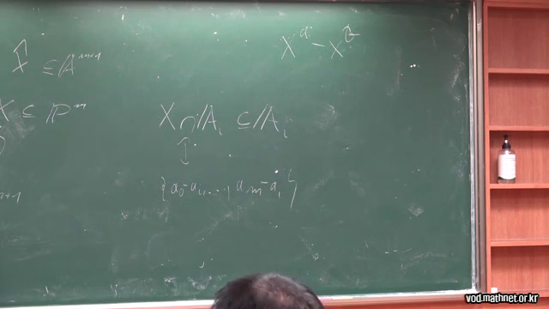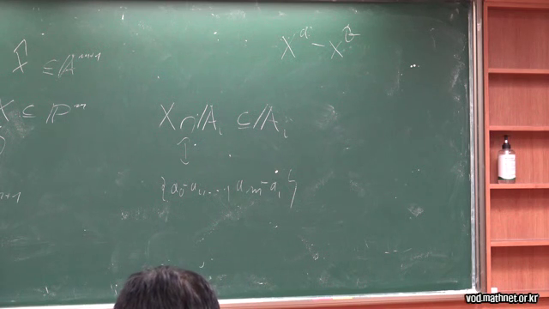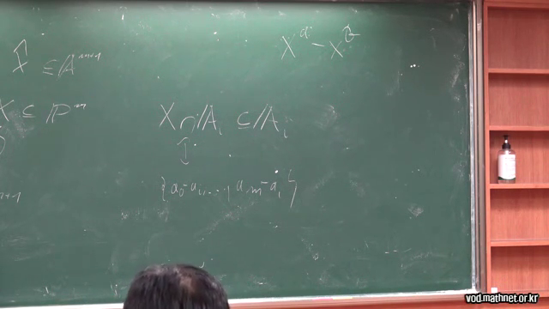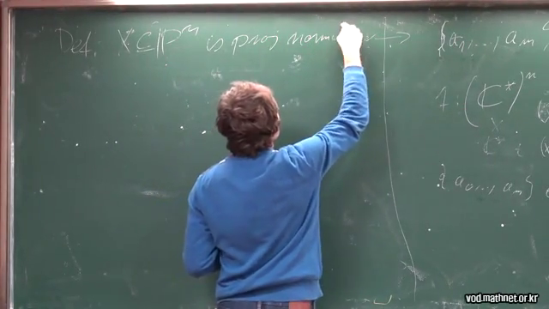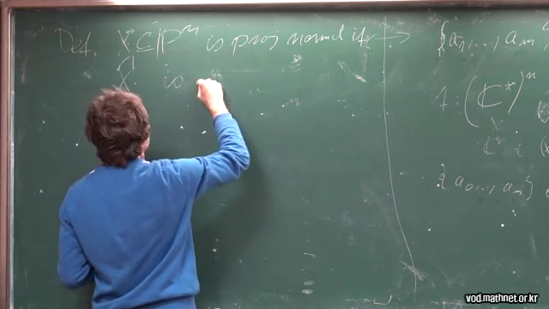So we know already a lot about toric varieties. Now we have to learn about normal toric varieties. Normality is a very nice condition, but even nicer is projective normality. So let's define: X in P^n is projectively normal if the affine cone is normal.